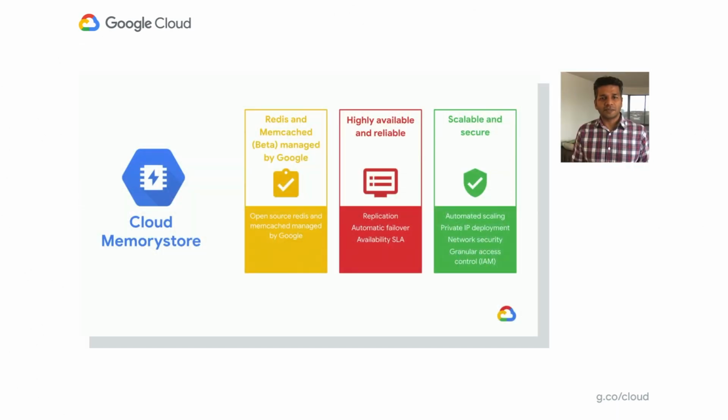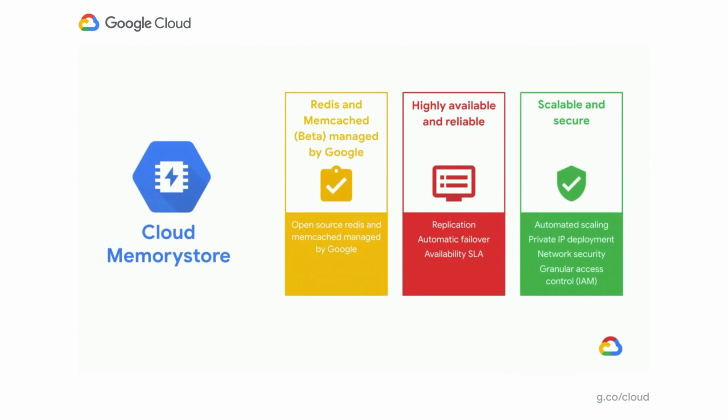So let's take a look at some of the key features and capabilities of Memorystore. At the highest level, as I mentioned, Memorystore provides a fully managed Redis and Memcached service. The service is built on open source Redis and Memcached, which means you can easily lift and shift your applications with very minimum effort. The other thing that we enable is that maintaining a caching infrastructure is not easy, especially when you have to maintain a highly available caching infrastructure.